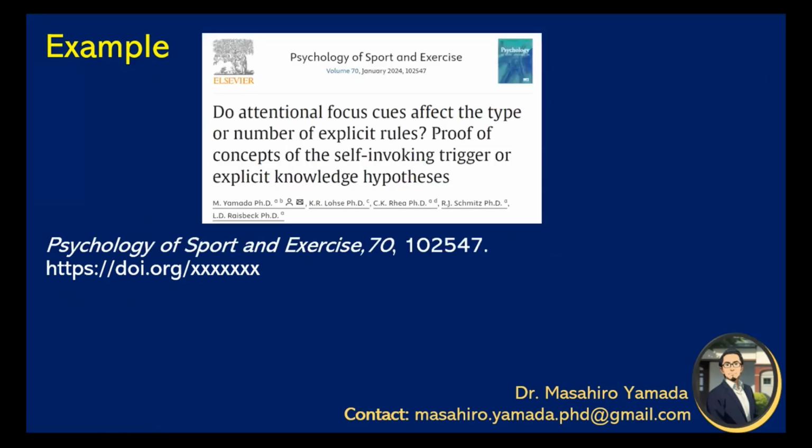Okay, another example here. The name of the journal is Psychology of Sport and Exercise. The volume number is 70. And this article, when it was published, didn't have a page number. Instead, it did have some sort of ID number. So the title italicized, comma, volume number, which should also be italicized. This one does not have an issue number, so ignore that, comma. It doesn't have a page number, so ignore that. You just type up these numbers, period, and then you start writing up the DOI.